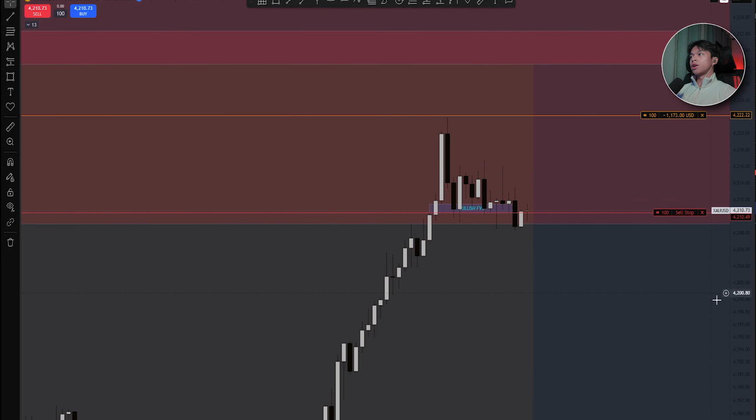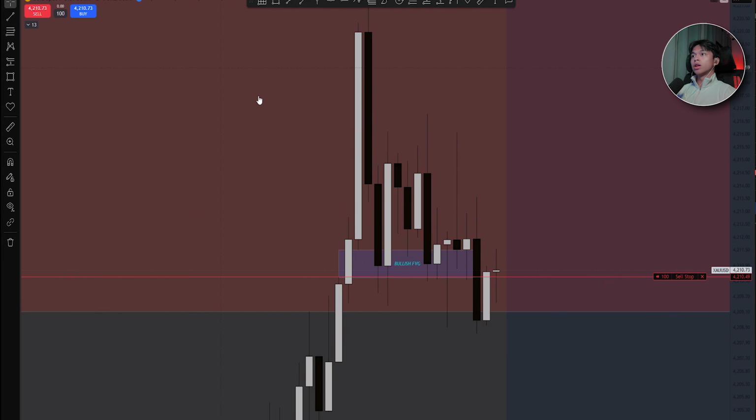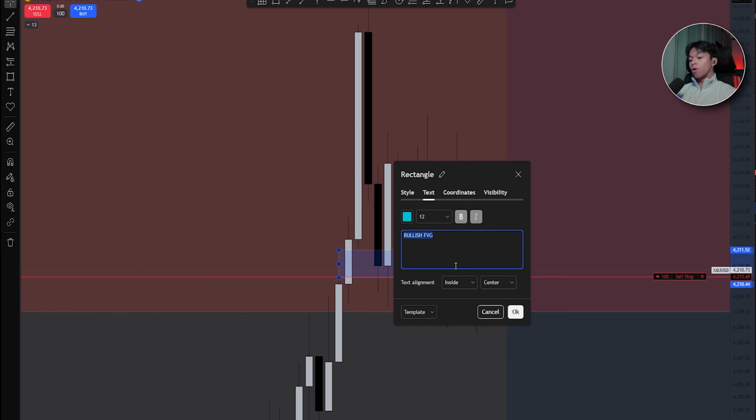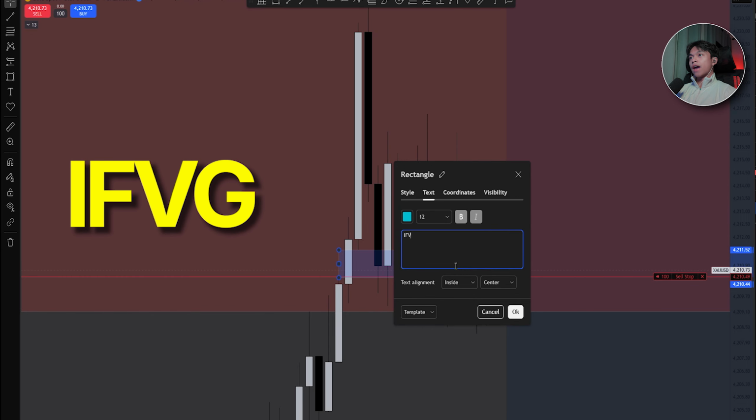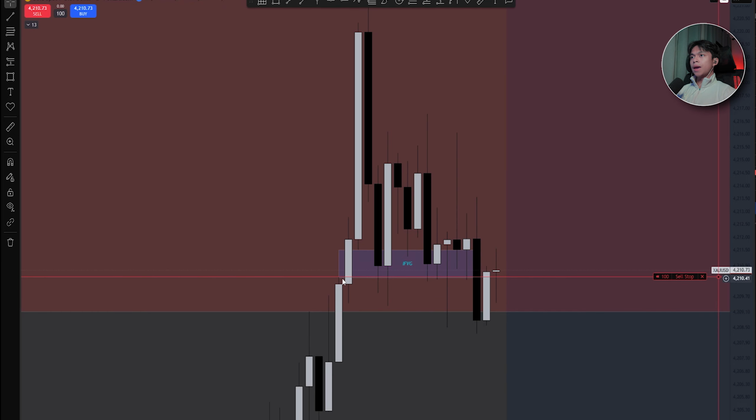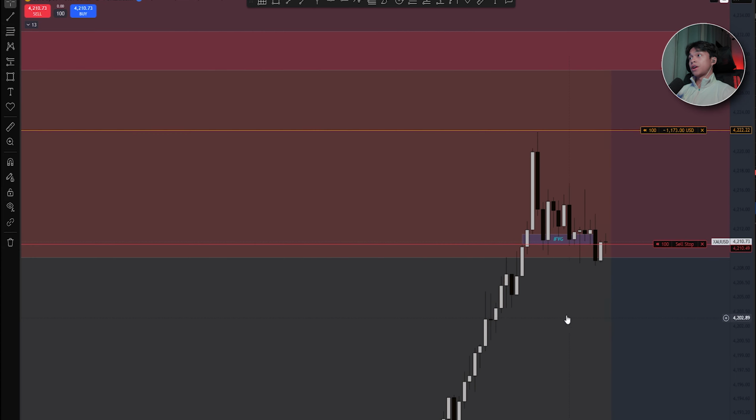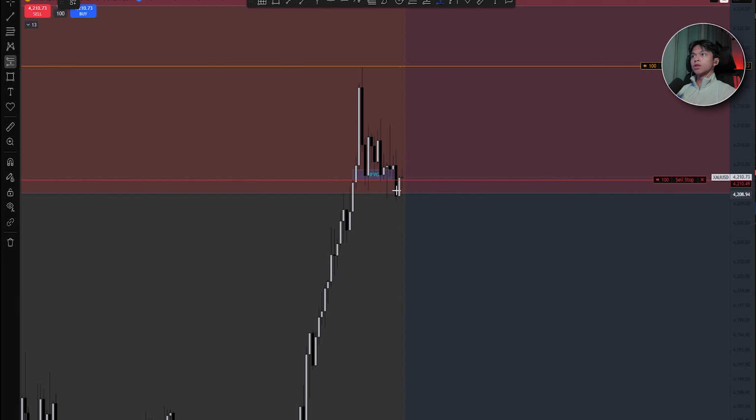Now, look into this right here. This is what I'd like to call what everyone would pretty much know as well as an IFVG. A previous beautiful buy fair value gap got invalidated, thus becoming an inverse fair value gap. So what I did right here, pretty much took my short position, placed my stop loss right here.